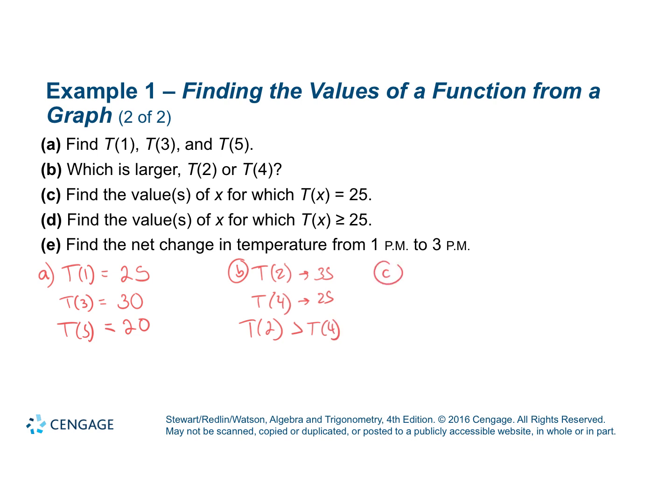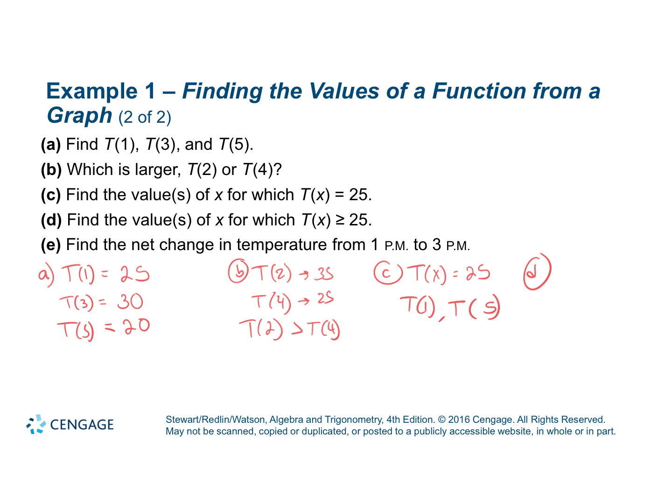Let's figure out what C is asking. They want us to find the value or values of x where T of x is equal to 25. So we're going to look at that graph and figure out where T of x is 25. We have actually 2 places. We have T1 and we have T5. The graph goes up and down, so those are going to be the 2 places where T is 25.